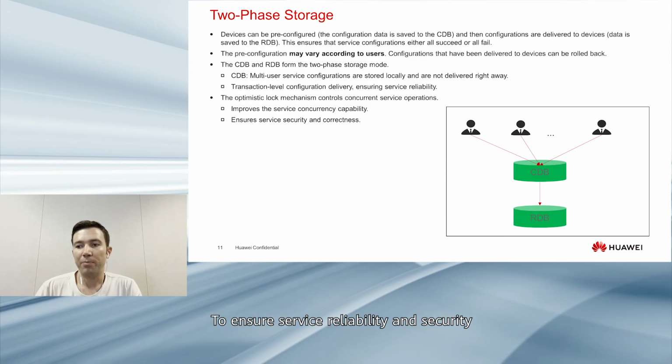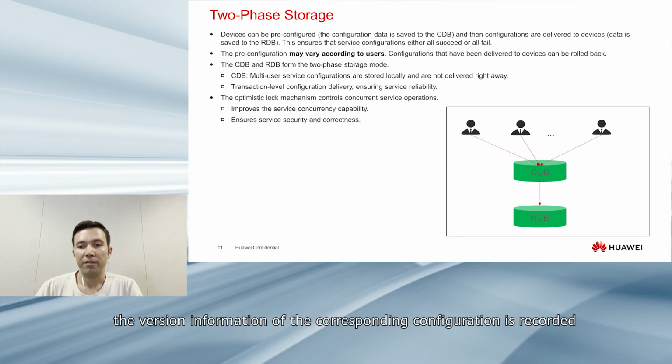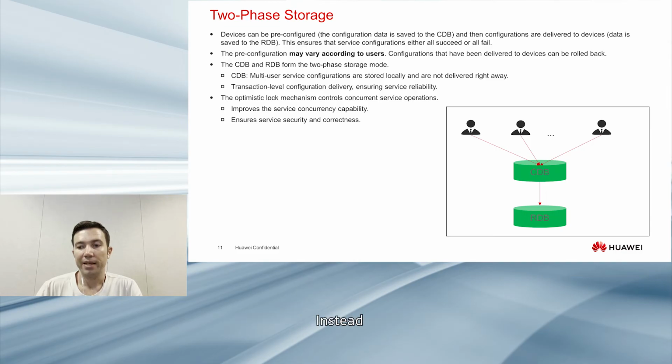To ensure service reliability and security, two-phase storage uses the optimistic lock mechanism to control concurrent service operations. During pre-configuration, the version information of the corresponding configuration is recorded. When the configuration is submitted to the RDB, the version information of the configuration is verified. If the configuration has been modified by other users, you cannot modify the configuration. Instead, you need to make modifications on the latest configuration.